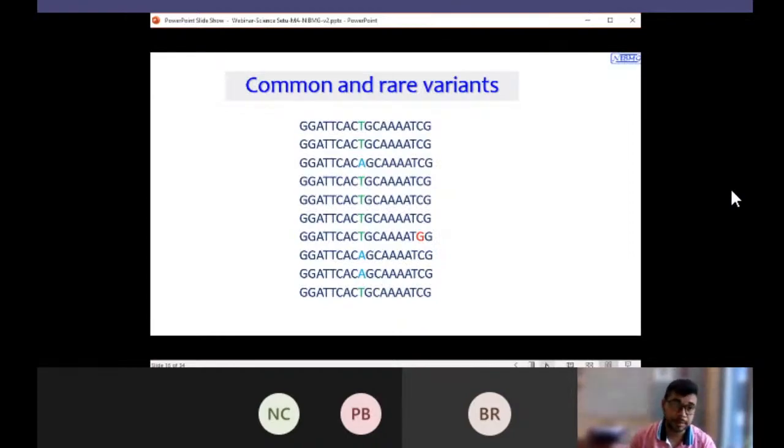Let's have an idea about the common and rare variants, because in the next slides we will be talking more about this. So here there are 10 sequences from 10 individuals. If you look at this position, either A or T will be there. The A is present 3 out of 10. So that makes it a 30% probability of having this change here. So this is a common variant. On the contrary, if you look at this position, there is only one G. Rest all are C. So 1 in 10. So it's 10% only. So this is called a rare variant.